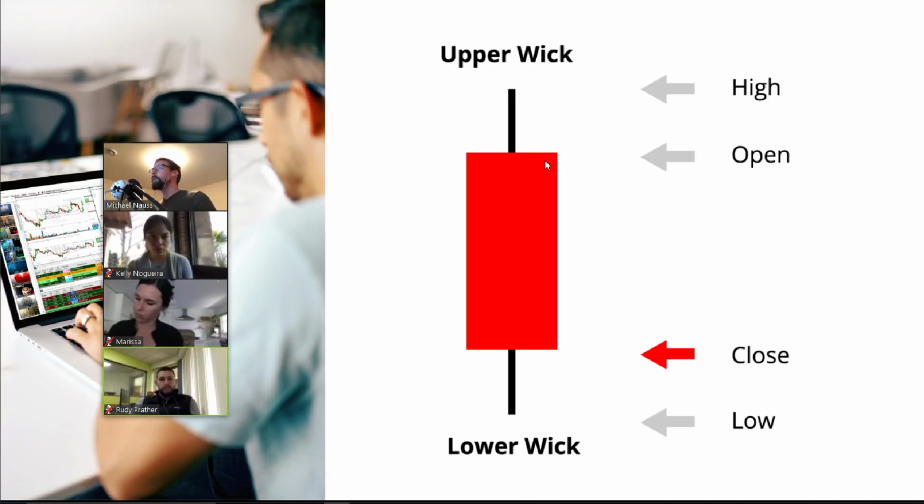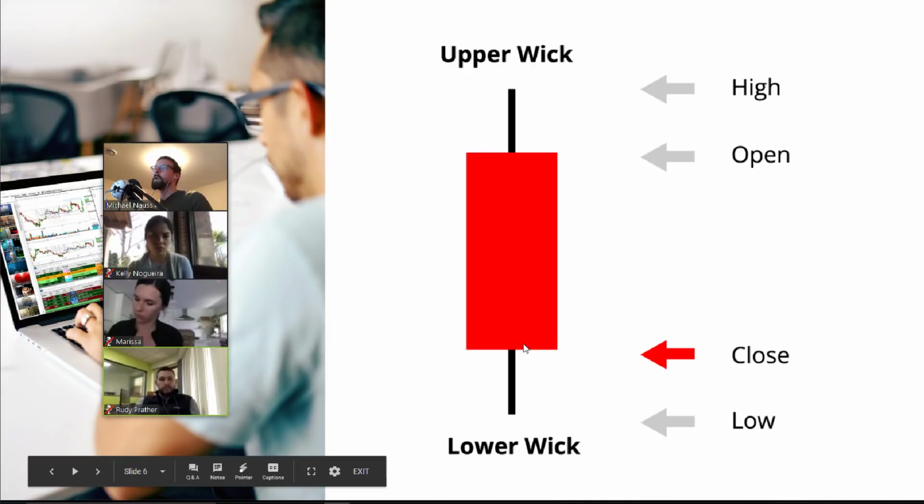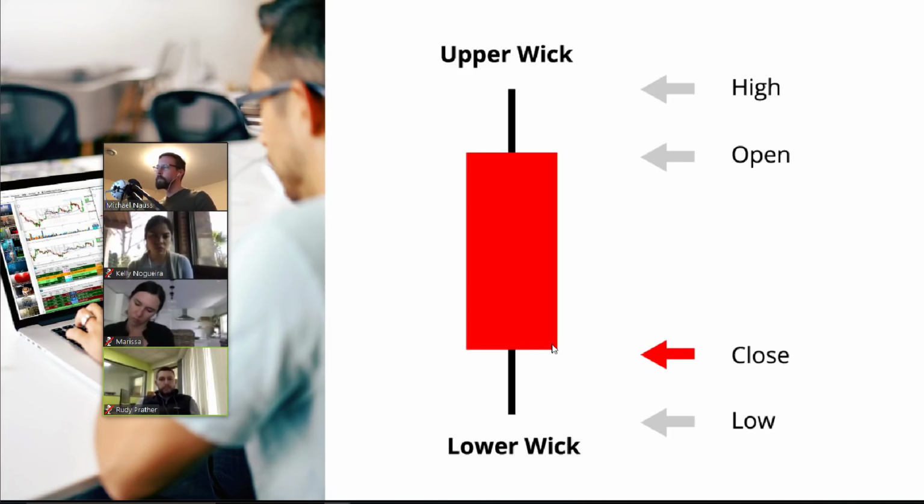So in this day, what probably happened is that we opened here, we rallied to the high of the day, sold off dramatically, bounced a bit, and closed here. And so the beauty of this is these become kind of fractal in nature, right? You can look at a daily candlestick and you can kind of guess what happened intraday.